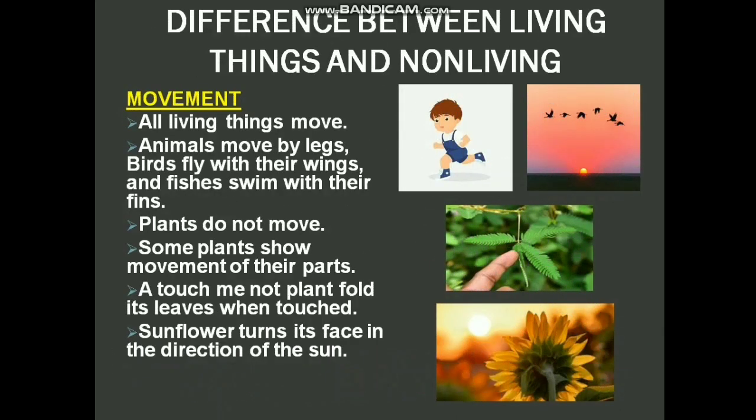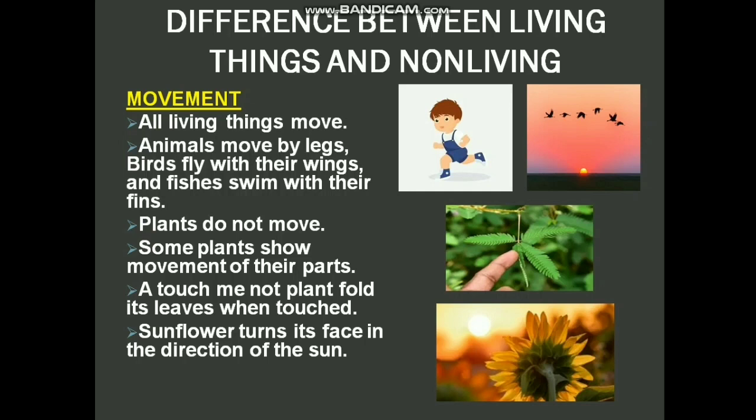Next difference is on the basis of movement. Now living things like human beings, animals move from one place to the other. All living things move. Animals move by legs, birds fly with their wings, and fishes swim with their fins. So these animals show movement by different organs like legs. The birds fly with their wings, fishes swim with their fins.